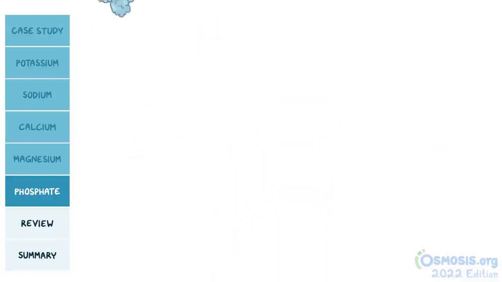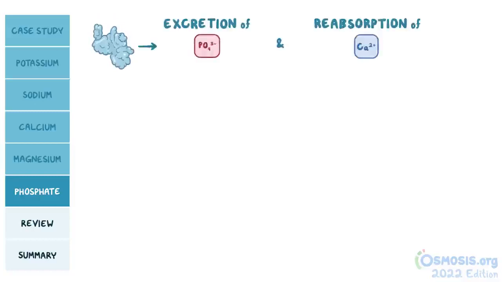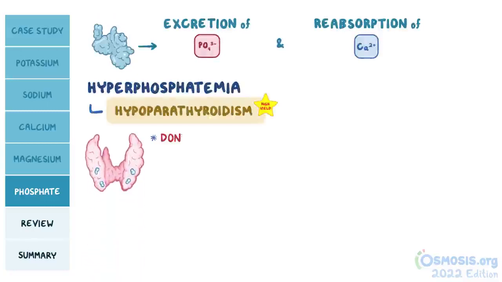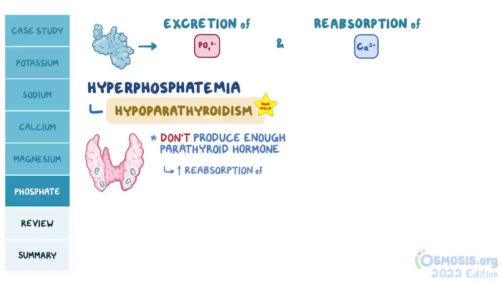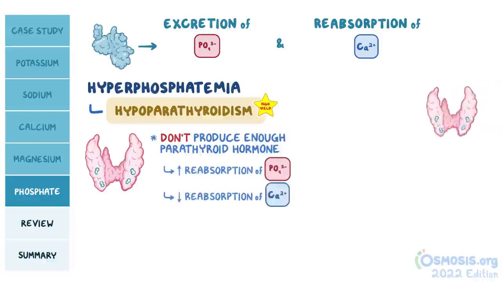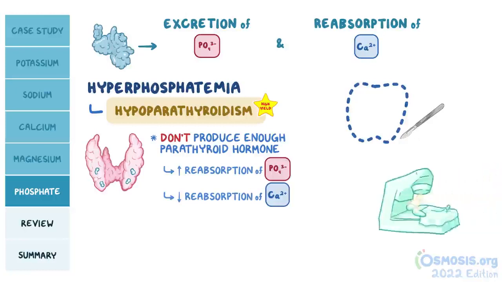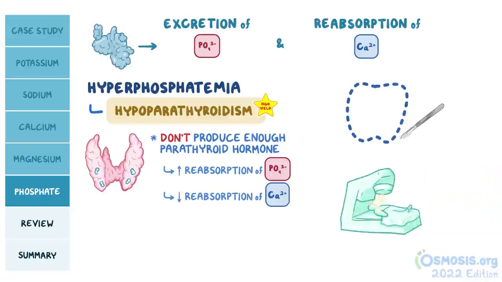Alright, so because parathyroid hormone causes excretion of phosphate and reabsorption of calcium, another cause of hyperphosphatemia is hypoparathyroidism, where the parathyroid glands don't produce enough parathyroid hormone in the first place, resulting in increased reabsorption of phosphate and decreased reabsorption of calcium. This can happen following a thyroid gland removal surgery when the parathyroids are accidentally taken out too, or after radiation treatment for cancer of the head and neck.